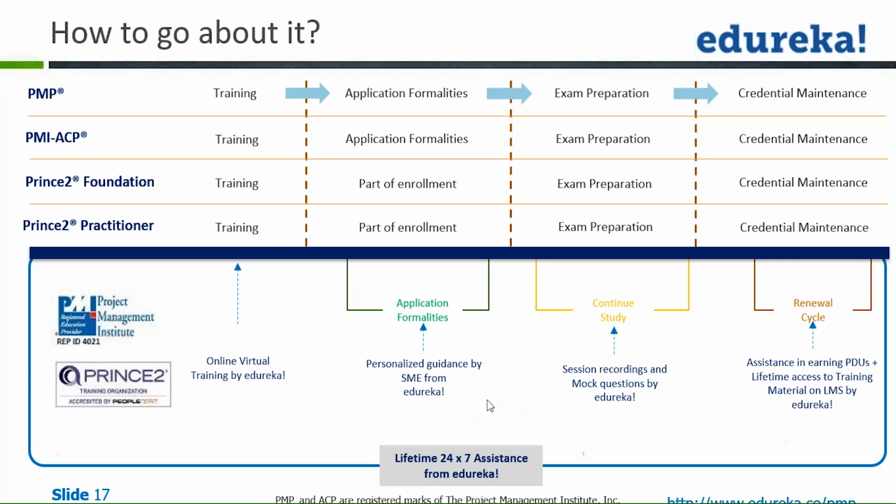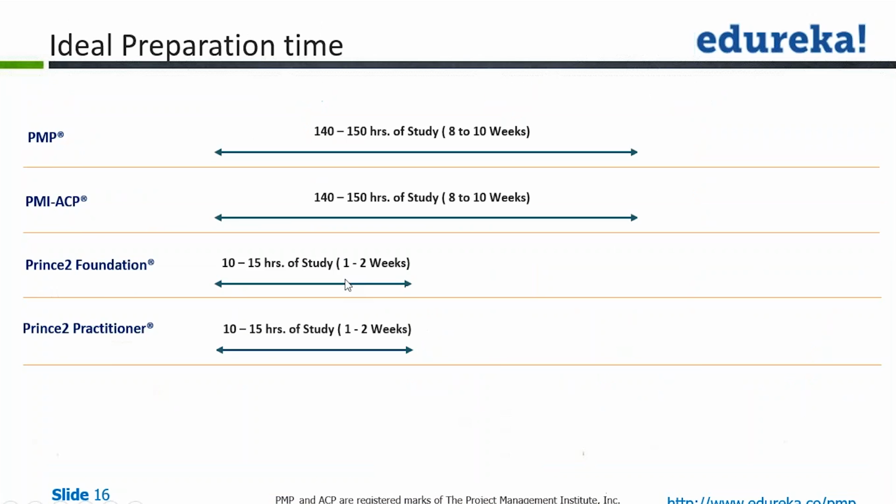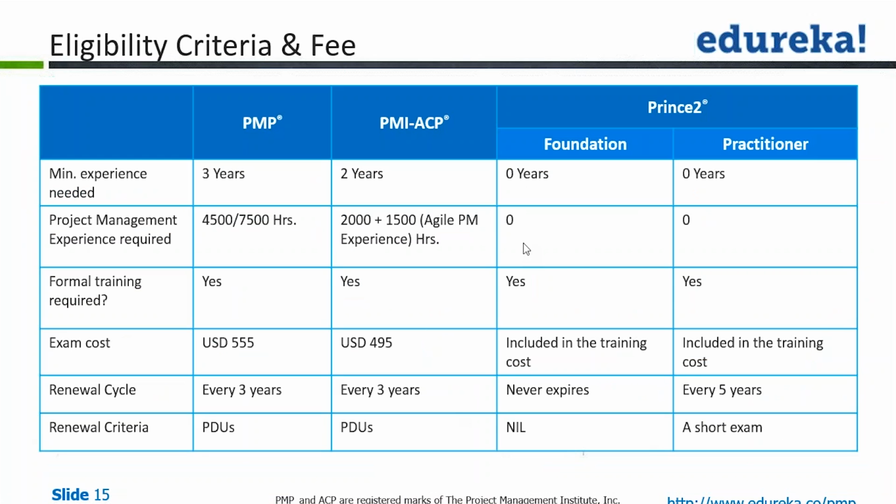Cost of Prince2, similar to other certifications, is not mentioned. Is there any reason? Yes, Ravi Kiran, there is a reason. As I told you, for the PMP and PMI-ACP examinations, after you complete the training, you need to go to the pmi.org website, apply for the examination, and pay the fee to PMI. Whereas for Prince2 foundation and practitioner, the fee is included in the training cost.